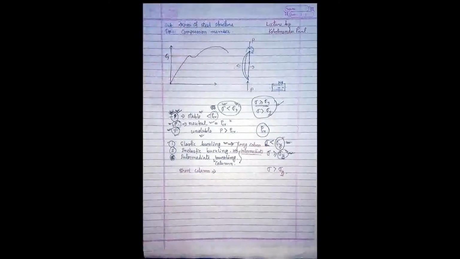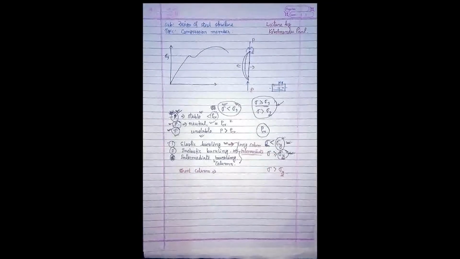So a short column does not fail by geometry, it fails by material failure, and a long column fails by geometric failure. You have to remember these three things. This part is also important.